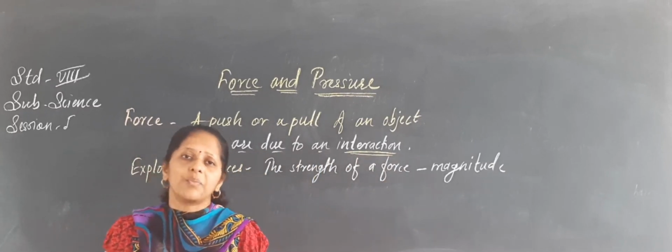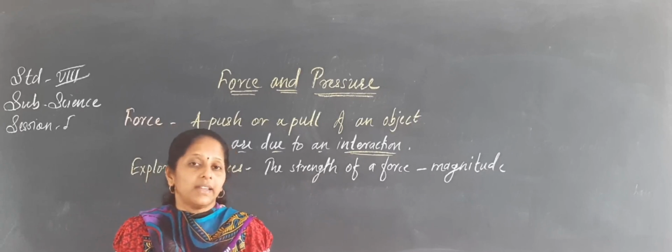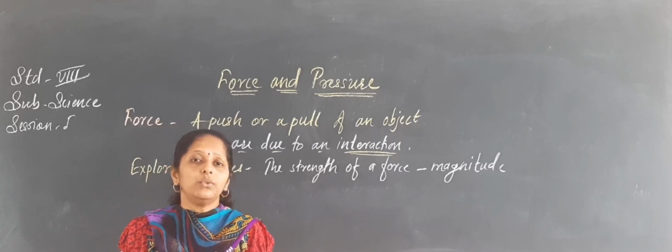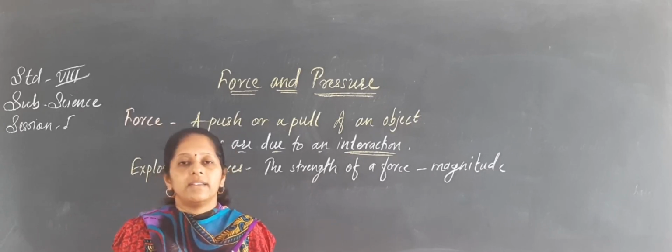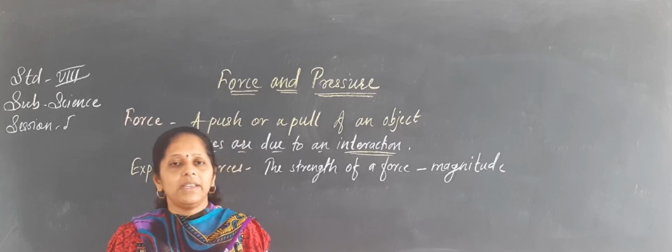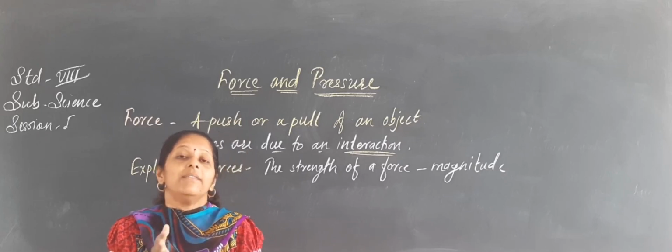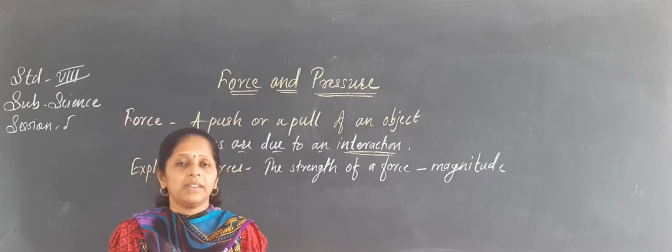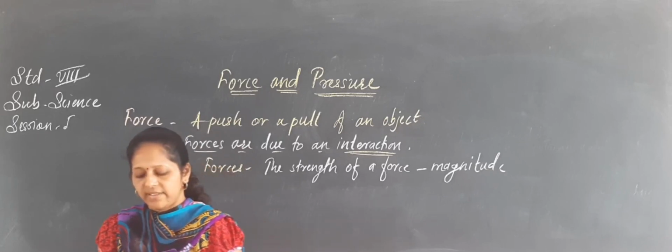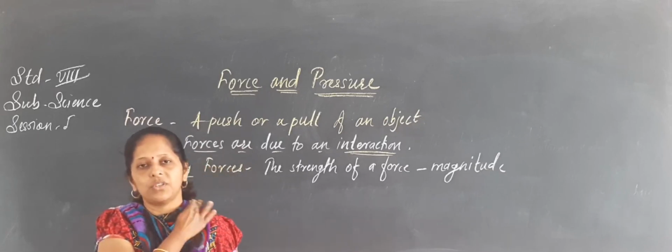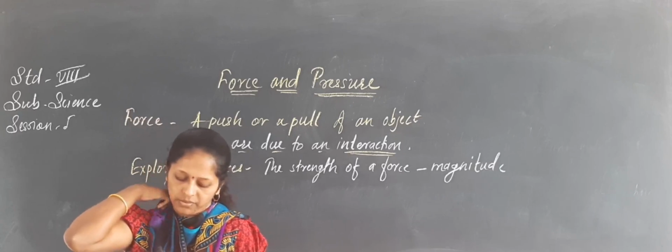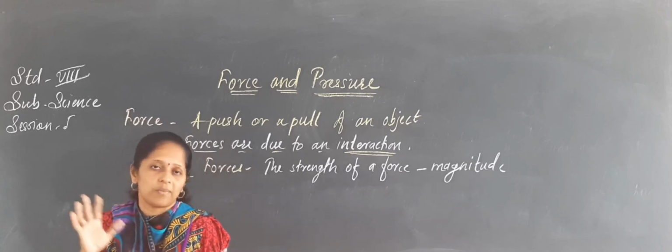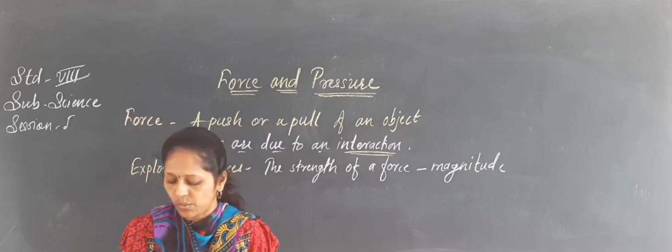A pull or push takes place when there is an interaction between two things or two objects, whether they are living or non-living. When an interaction is there between two objects, we are applying a force, and a pull or push takes place. So a pull or push of an object is called a force.